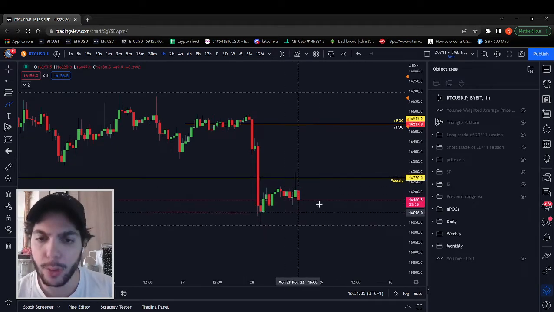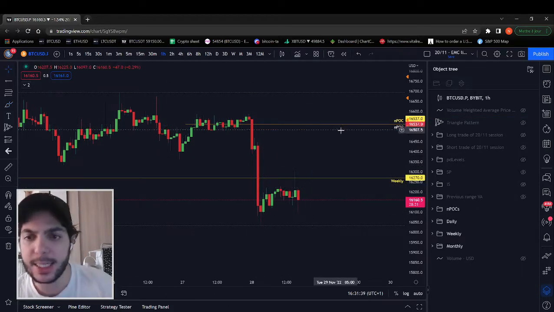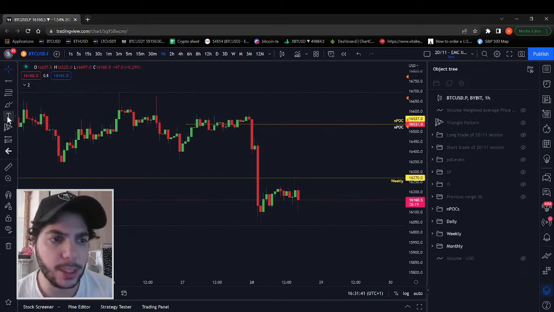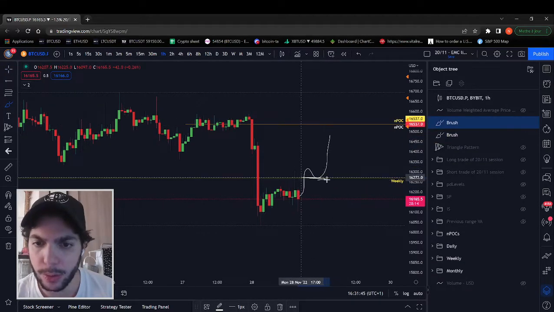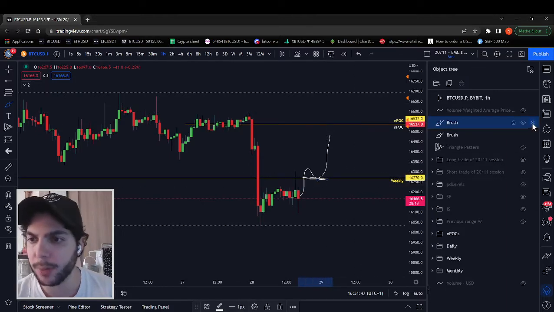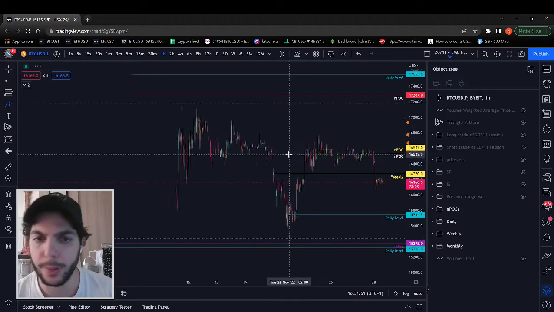Okay, so all in all, we're below this weekly, and if we want to have at least a reaction here, we need to see this level claimed. We need to see some kind of a this, where you claim it and then you go back up. Right now we don't have this.